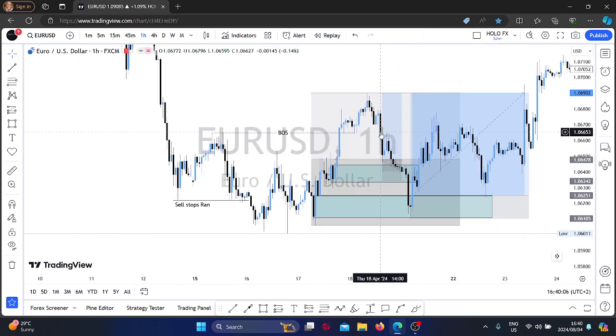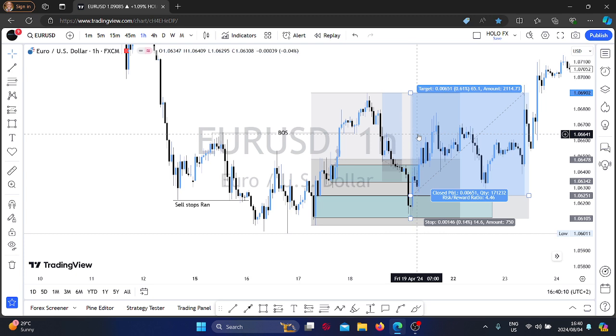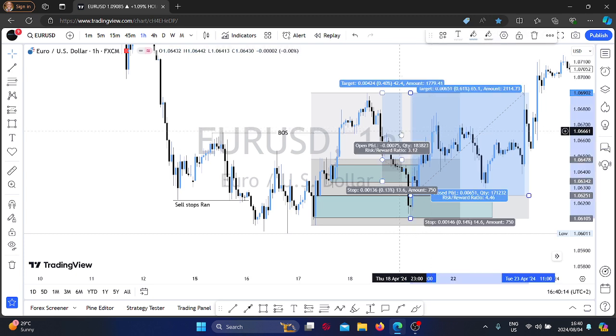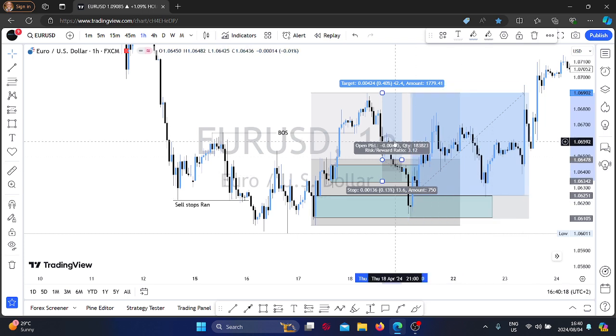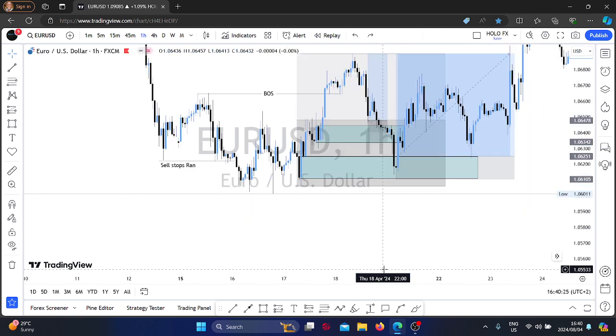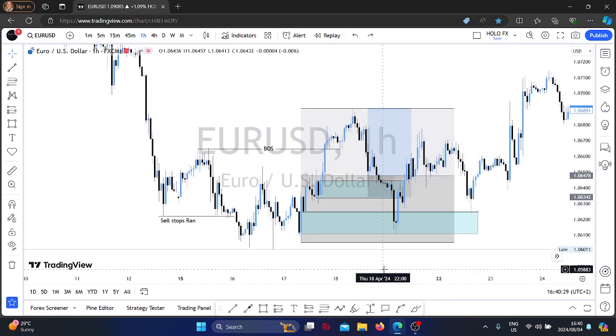So you see, this area gave us a 42 pip range, and this one gave us a 65 pip range. Which one is better? This one was a 1 to 4. This one was a 1 to 3. I believe this one was much better. And let's just take everything a bit back.